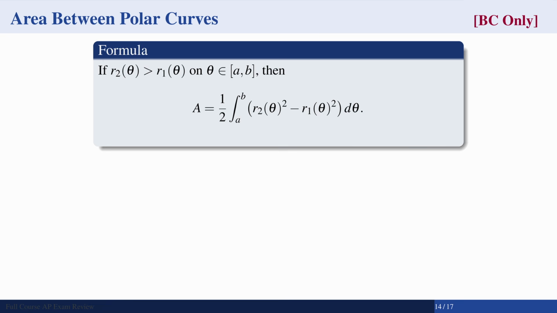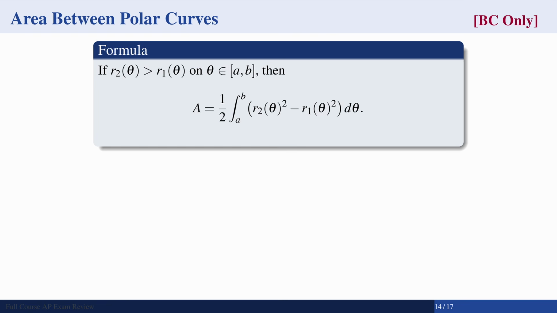But we can combine them into one integral, and that integral will be 1/2, because polar area just has a 1/2. The integral from a to b, so that's where theta is starting and where theta is ending. And then I'm saying that r2 is bigger than r1, so it'll be r2 squared, that gives me my big area, minus r1 squared, which gives me my small area, and that's the whole thing.